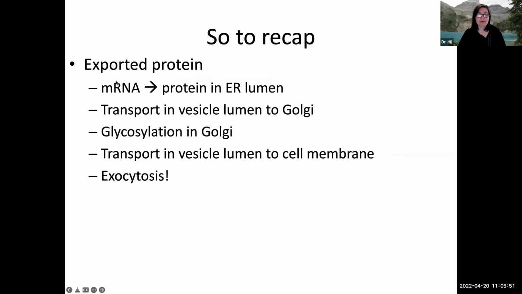So just to recap, if we want to export a protein, we first have to make it an mRNA, and then we translate it with a ribosome into protein, but we insert that protein into the interior of the endoplasmic reticulum. Once that's finished, that protein is packaged up into a vesicle that goes to the Golgi, and once it fuses with the Golgi, it deposits itself into the lumen of the Golgi, where it's glycosylated, packaged up into yet another vesicle, and sent to the cell membrane where it's exocytosed.